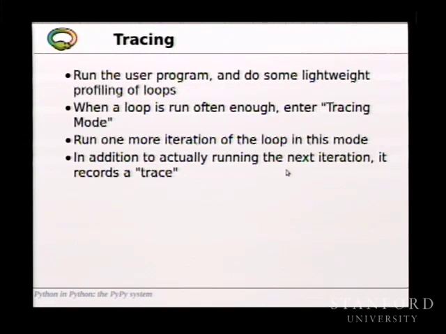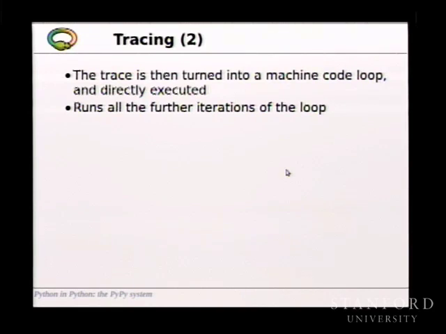So more precisely, we run the user program, we do some lightweight profiling, we profile mostly the loops, and when a loop is run often enough, we enter a special mode. The interpreter enters a special mode in which it records, in addition to doing the next iteration of the loop, what it does, and in this way produces a trace that contains everything. And then you compile the trace to machine code and you execute it immediately.